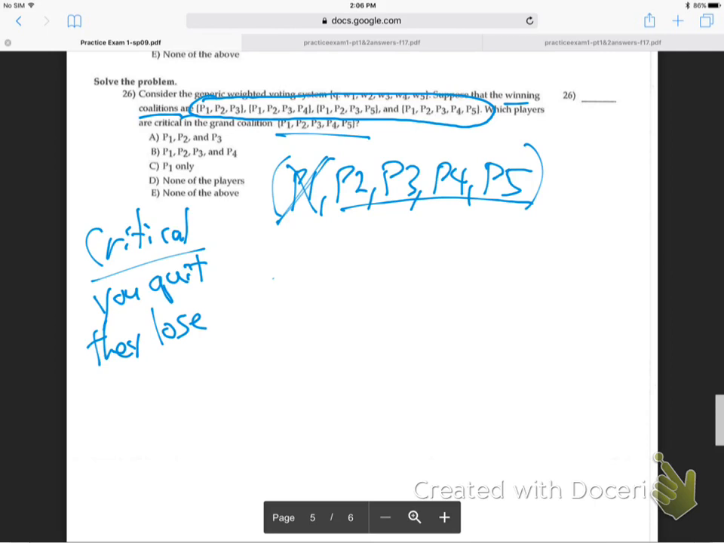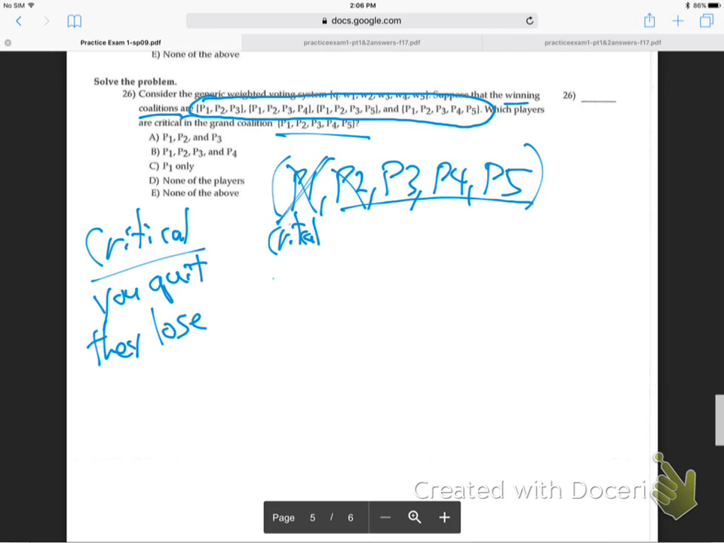Is it that one? No. Is it that one? No. Is it that one? No. Then it's not a winner, because they're saying these are the winners. Does that make sense? So if somebody drops off, whatever you have left, go check if that's a winning team or not. So P1 then is critical, because if he drops off, they become a losing team. They're not listed among the winners. P2, P3, P4, P5 is not a winner up there.